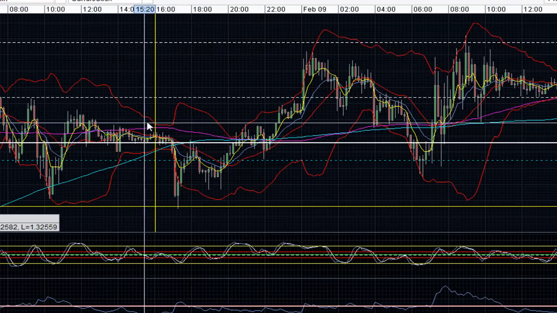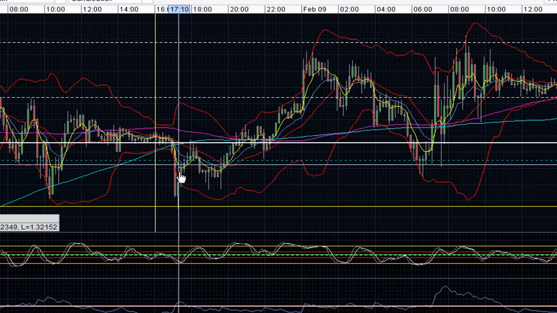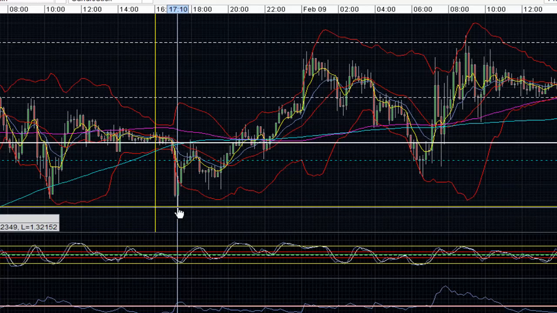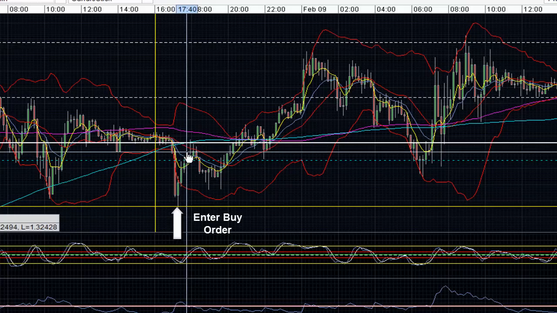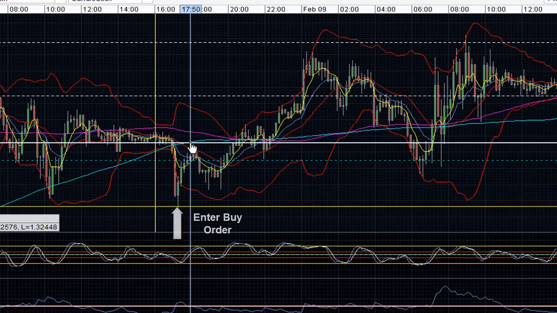So if you were in front of your trading platform at that time, when it reached this area of support at 32.15, you could have actually placed a buy order upon bullish confirmation and closed your trade once price reached this daily pivot at 32.56 for about a 40 pip trade.